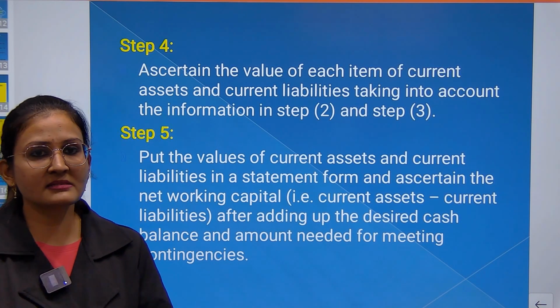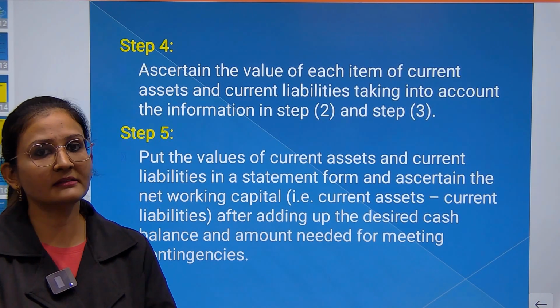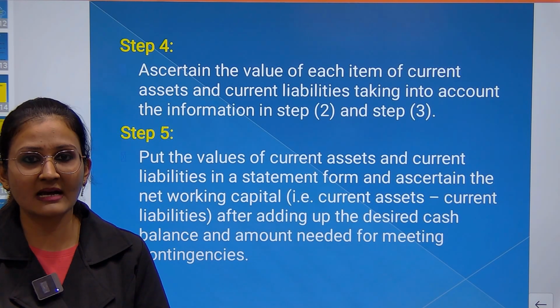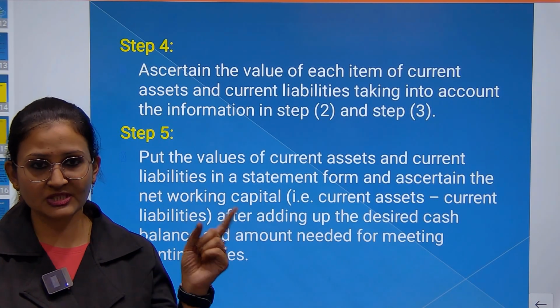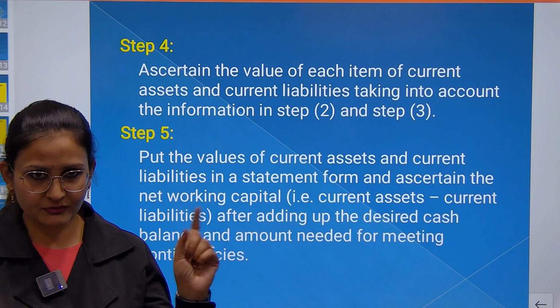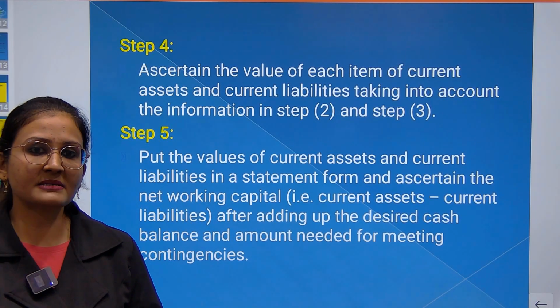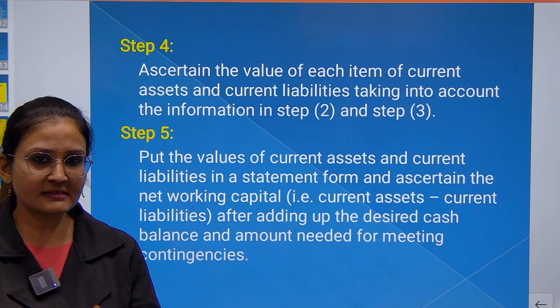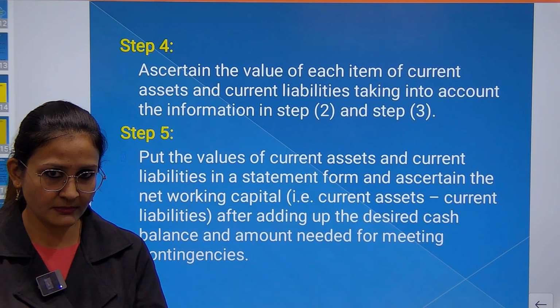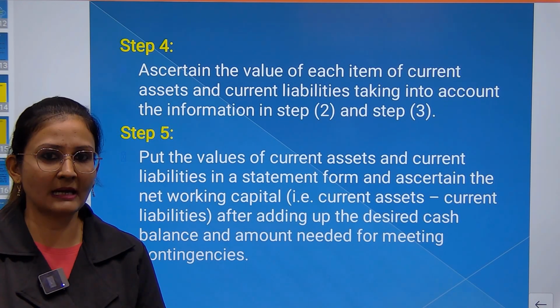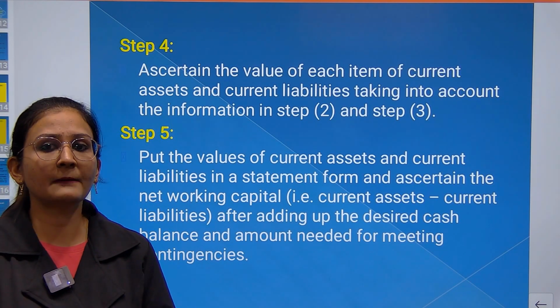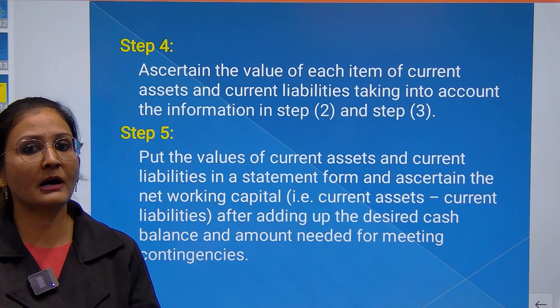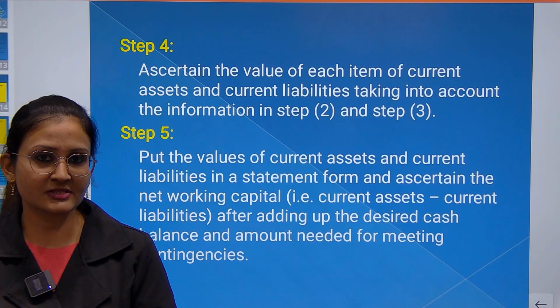Now next one is fourth step, that is ascertain the value of each item of current assets and current liabilities taking into account the information which I explained in step 2 and step 3. Okay. Now fifth step is put the values of all current assets and current liabilities in a statement form and ascertain the net working capital, that is current assets minus current liabilities, after adding up the desired cash balance and amount needed for meeting contingency.